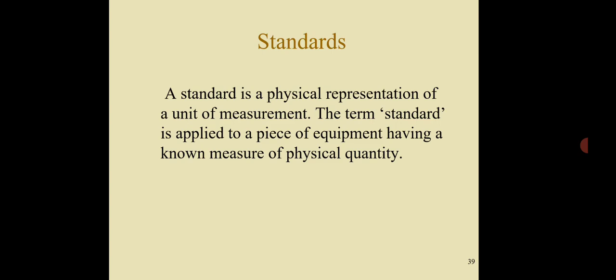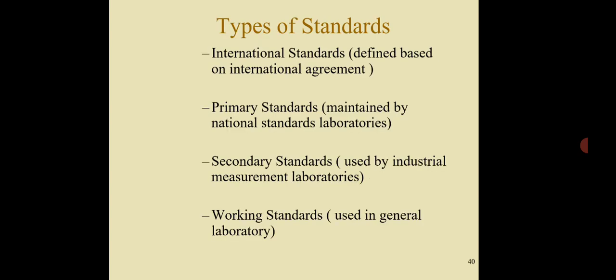A standard is a physical representation of a unit of measurement. The term standard is applied to a piece of equipment having a known measure of a physical quantity. So if you have a known measurement of physical quantity, then for that we need to have standards. There are various different standards available. First is international standard, second is primary standards, the third is national secondary standards, and the fourth is your working standards.